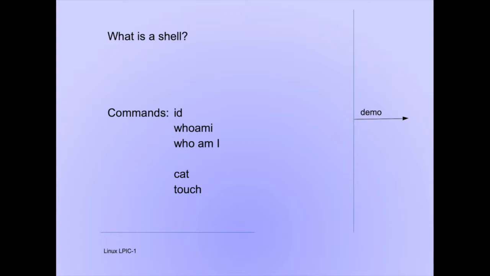The shell will allow a user to type commands, and these commands will then be executed. So the shell will prompt you to type commands and then will display the output and errors to the terminal. Now let's have a quick look at that. So what we'll be doing is we'll be looking at the commands id, whoami, cat, and touch.